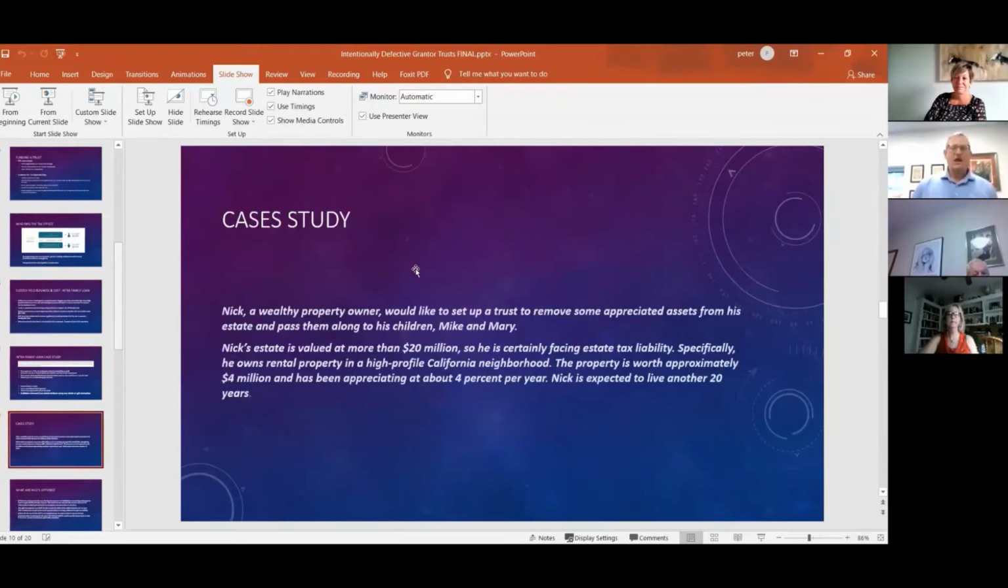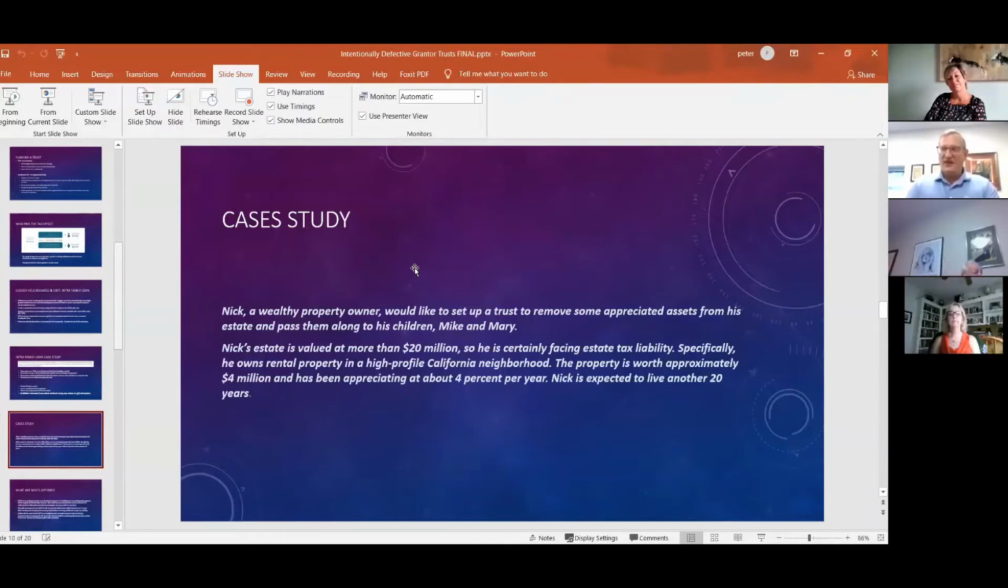Okay. It does not just have to be closely held businesses. It also works great for real estate. So another case study, we've got Nick. He owns a lot of different properties. He wants to set up a trust to remove some of these appreciated assets from his estate and pass those along to his two kids.